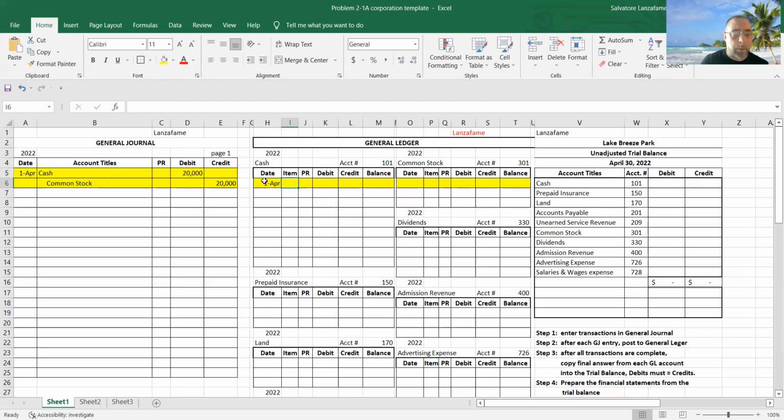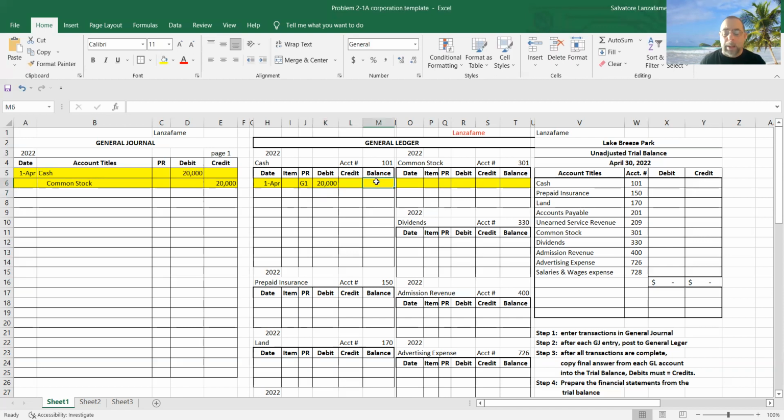Okay, so what we're going to do is just ignore that, and then PR, even though PR stands for posting reference, think of the P in this particular case as page. So page reference. Where are we copying from? We're copying from the general journal page 1. So we'll put G in for general and 1 in for page 1. So G1.